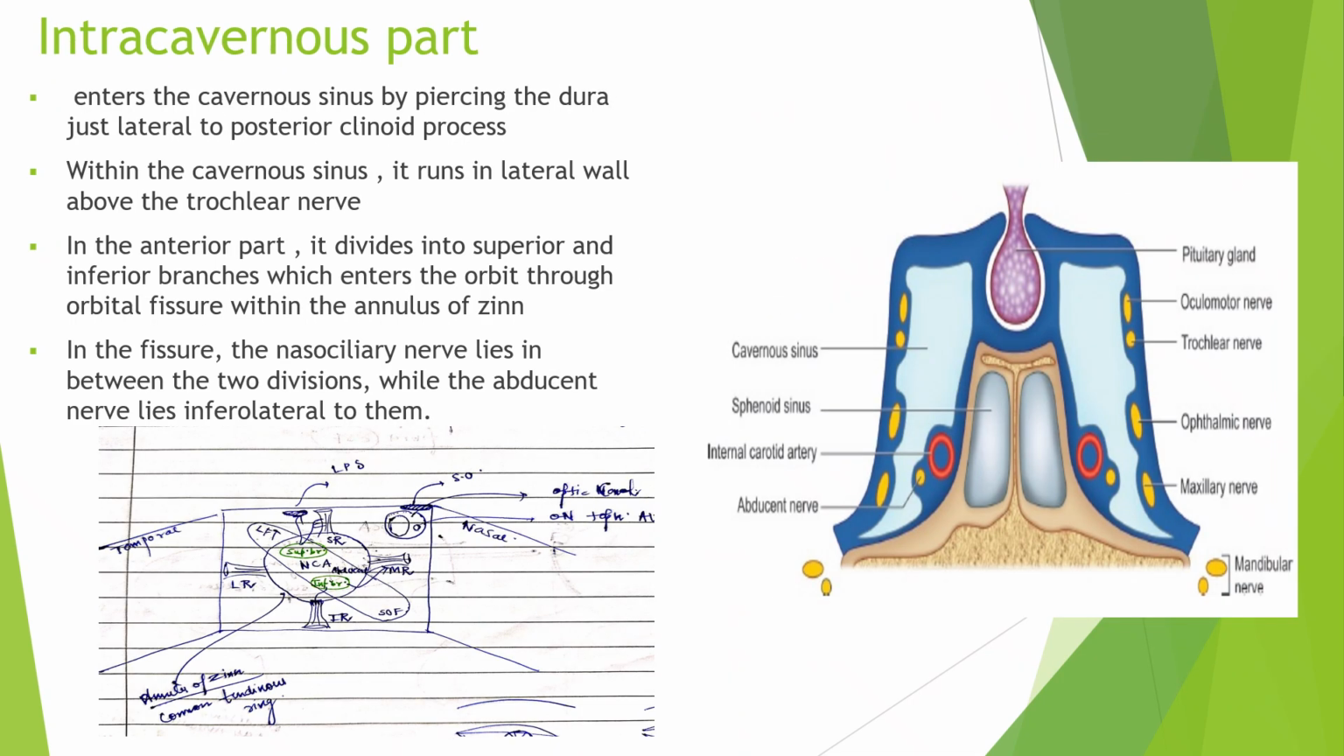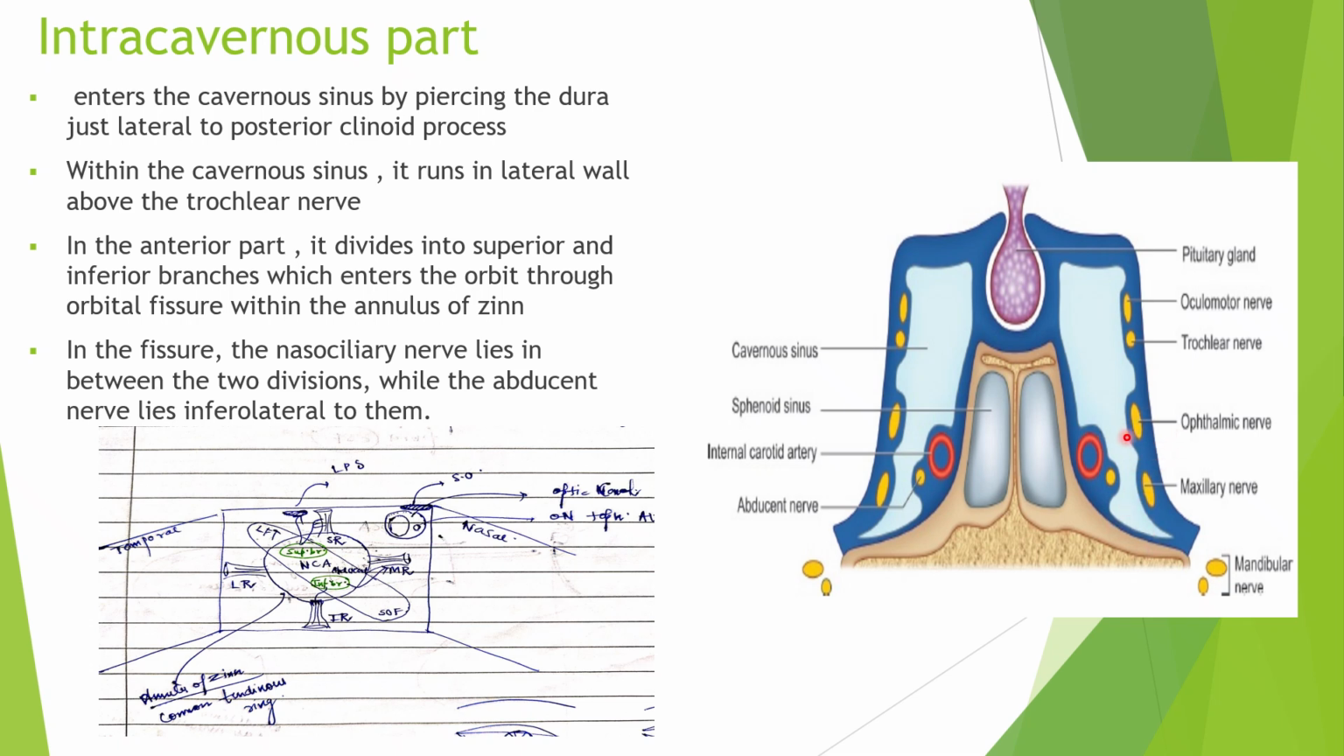Now the intracavernous part: it enters the cavernous sinus by piercing the dura just lateral to the posterior clinoid process. Within the cavernous sinus, it runs in the lateral wall, above the trochlear nerve, so third, fourth, and fifth nerve, V1 and V2.